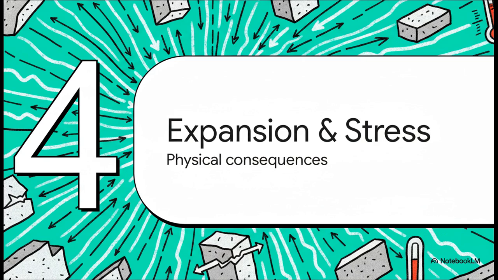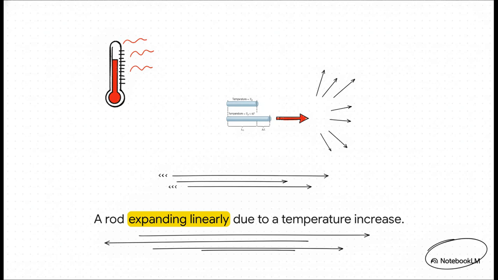Section 4. Thermal expansion and stress. Physical consequences. Like I briefly mentioned with the thermometer, most materials get bigger when heated and shrink when they cool down. We can perfectly visualize this linear expansion by just imagining a solid rod stretching out along a single dimension. When the rod's temperature goes up, its initial length, which we'll call L0, grows by a specific amount we call delta L. And that change in length is directly proportional to the change in temperature.